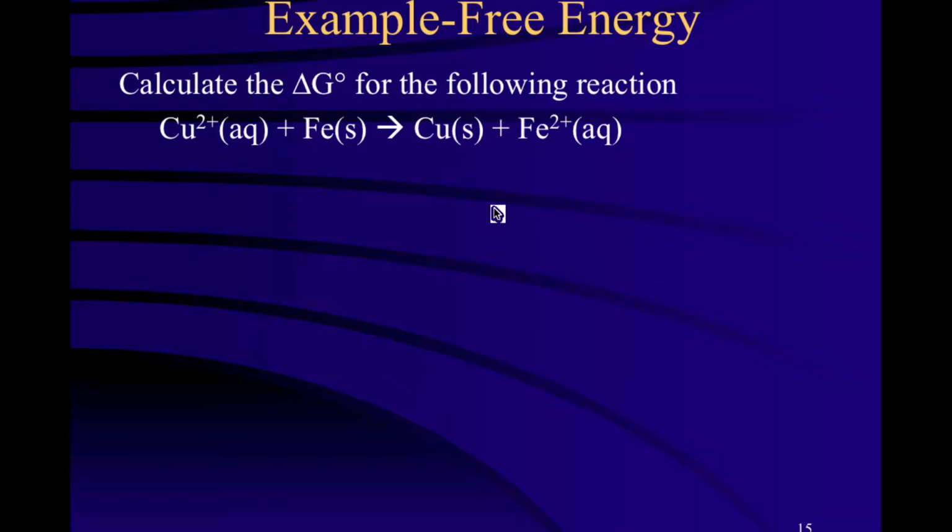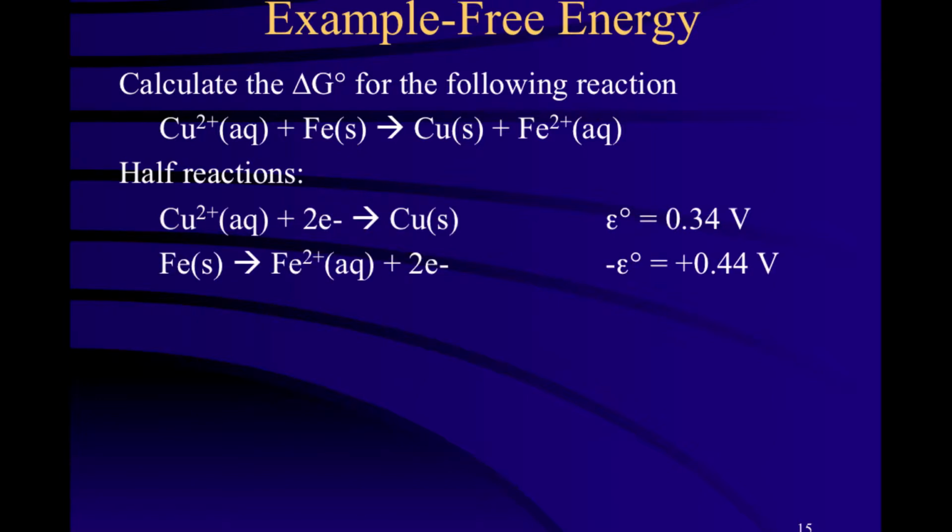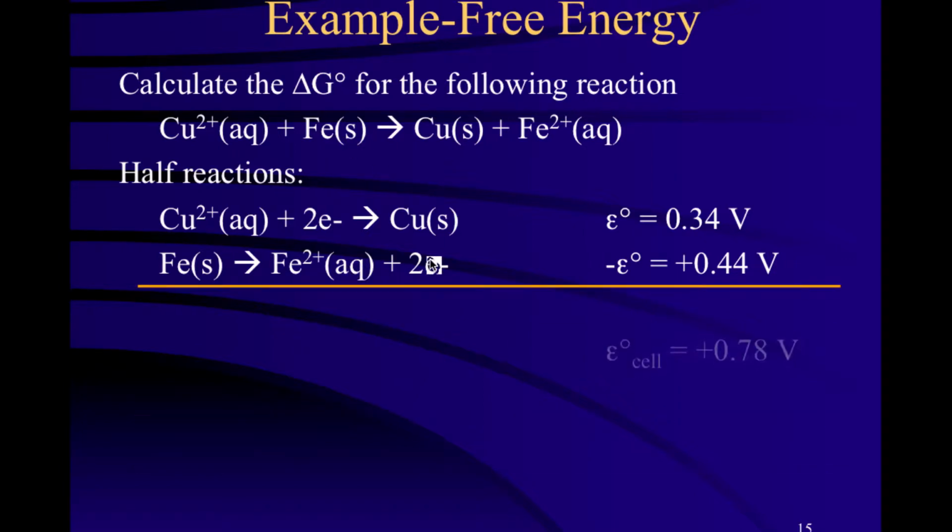So let's do an example. Here's our equation, slightly different from before. I'm going to write the half reactions. If you noticed, I've got this one right here. Iron is losing 2 electrons. I've actually flipped this one from the back of the green sheet, because I want it to look like it was up above. So now all we have to do is add those 2 together. Once I figured out which one to flip, I add them together, and that's what I get.